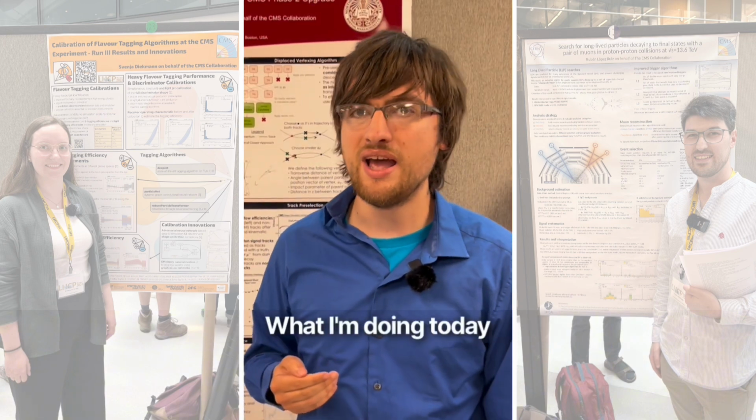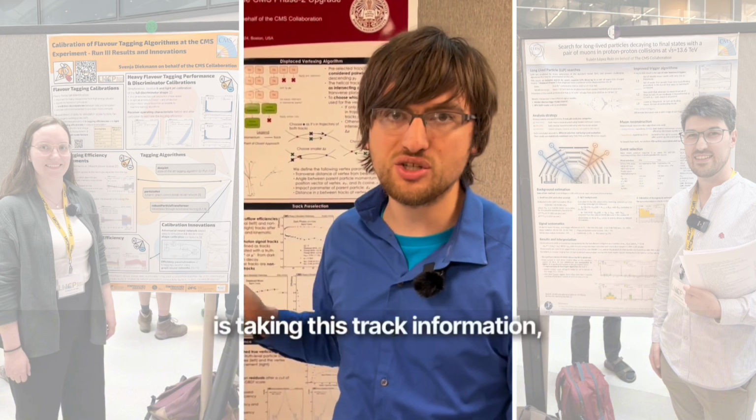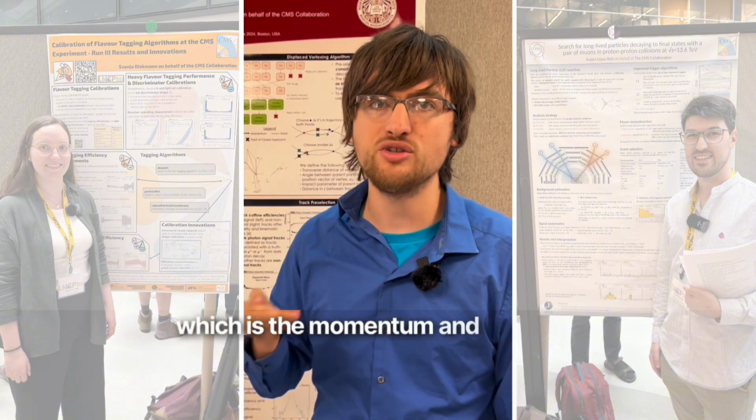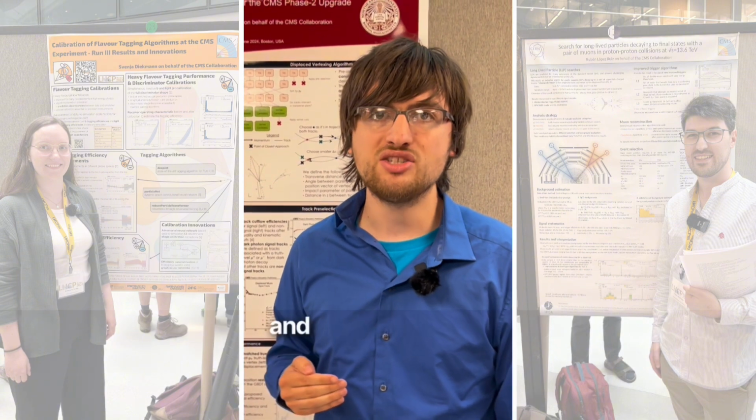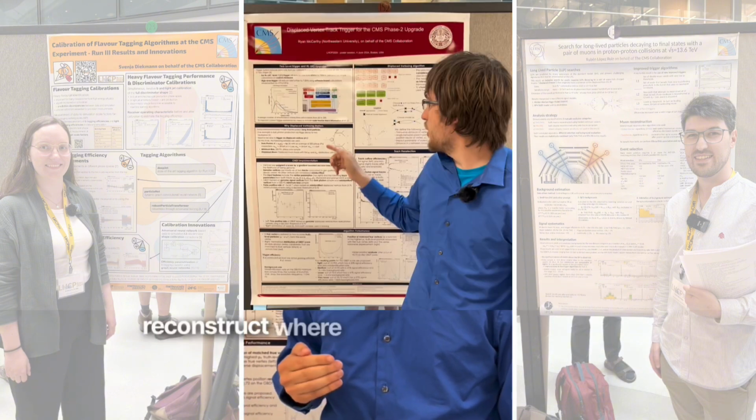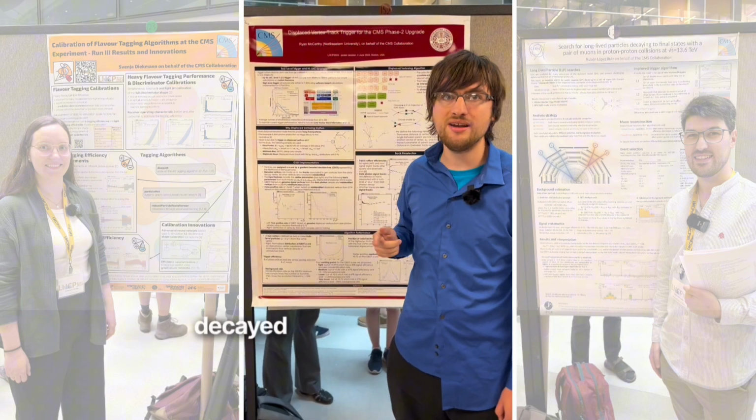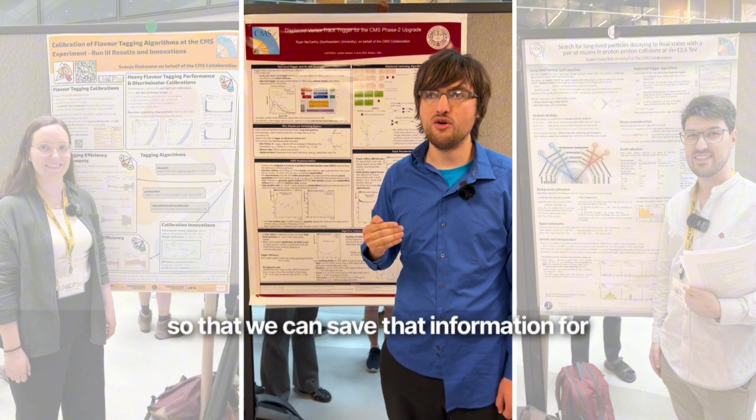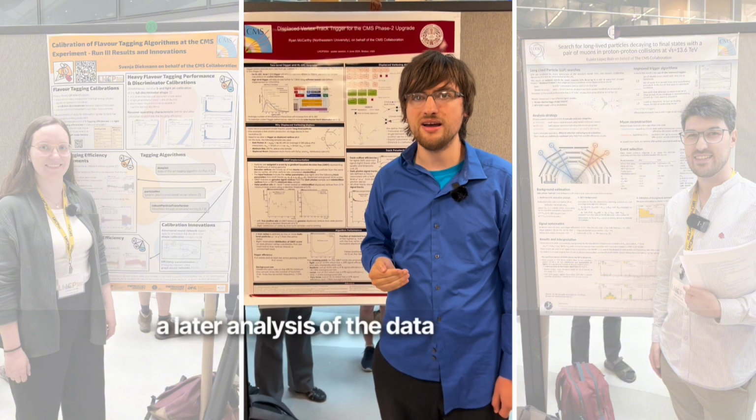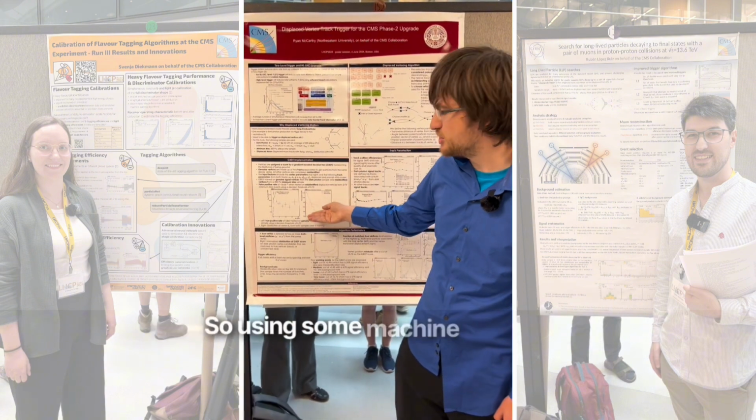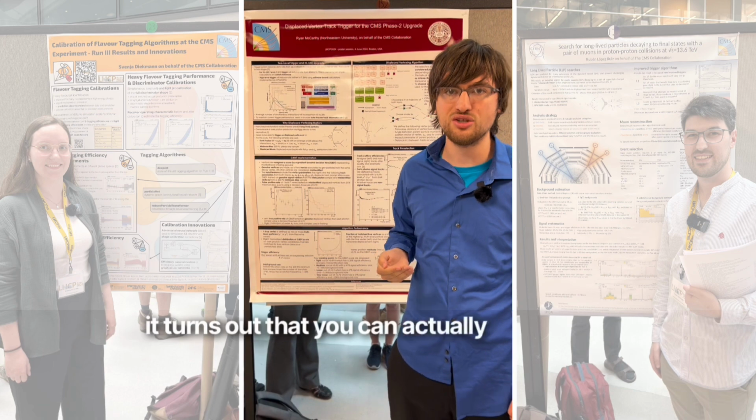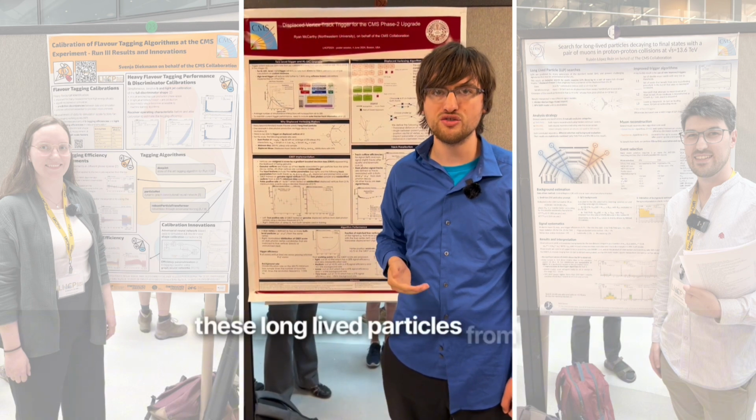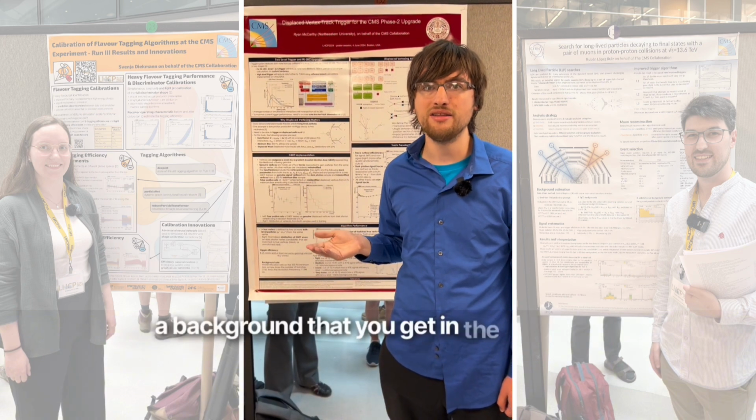What I'm doing today is taking this track information, which is the momentum and direction of each particle, and seeing if we can reconstruct where these long-lived particles decayed and then trigger on those so that we can save that information for a later analysis of the data in the detector. So using some machine learning, it turns out that you can actually distinguish these long-lived particles from just background that you get in the detector.